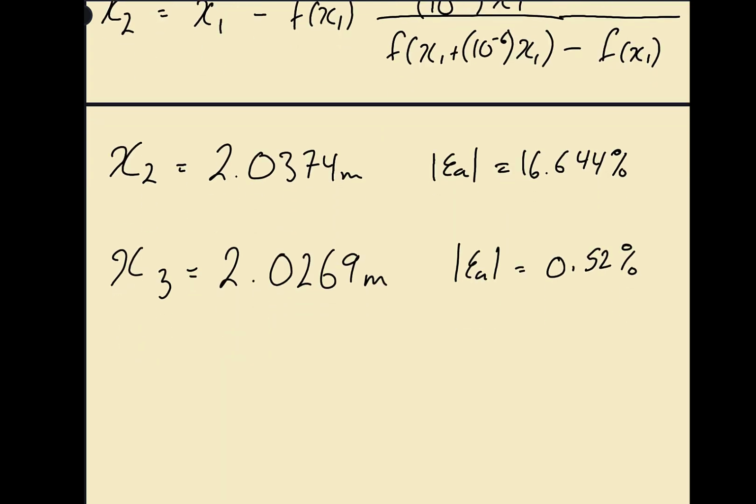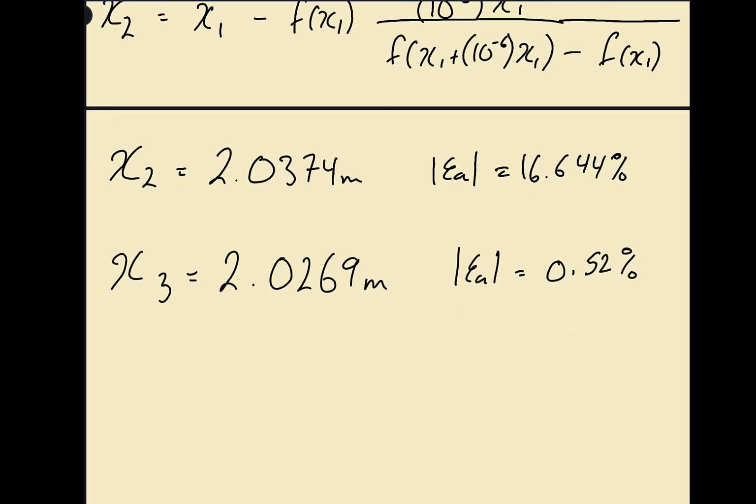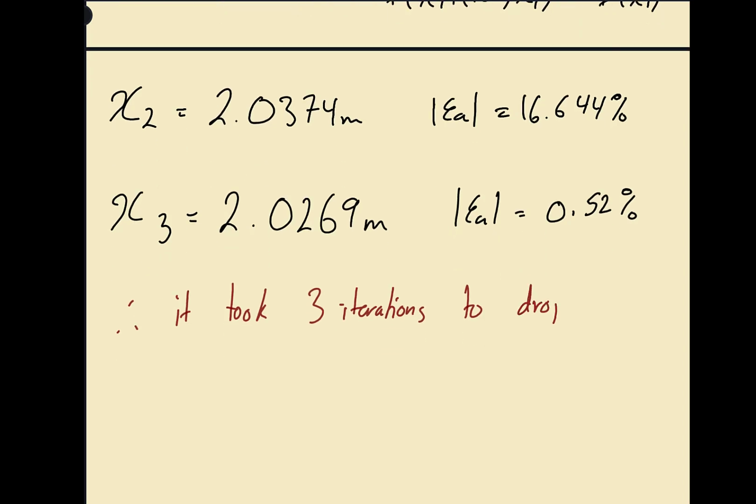So how many iterations did it take to get to less than 1? 3 iterations, right? So we can say, therefore, it took 3 iterations to drop below 1% relative error, or you can say percent relative error, where in this case we're going to explain the result.